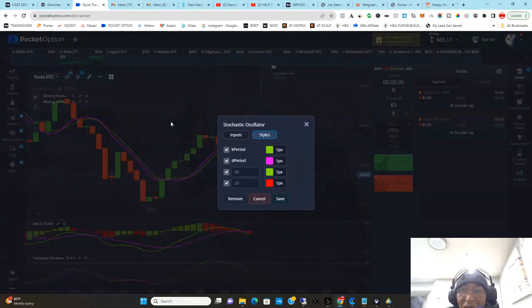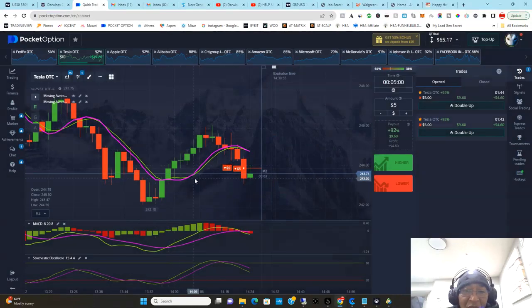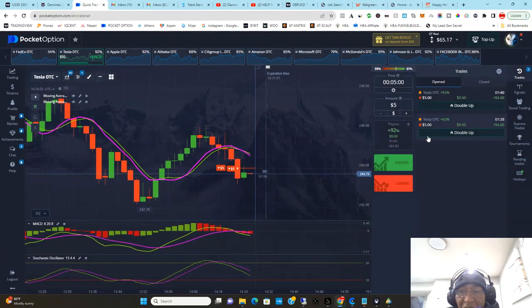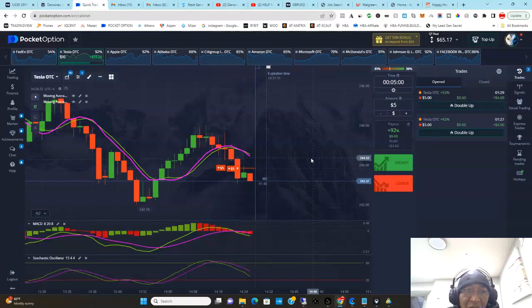So just copy this setup, guys, or you can use different colors. And we have taken a 5-minute trade. Each trade was $5, because this is a very tiny account from $50. We're trying to grow this to at least $100 before we stop trading.